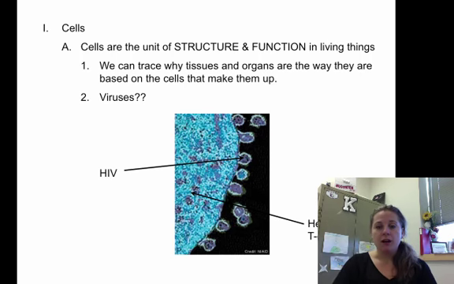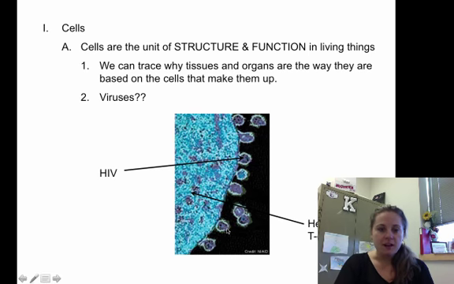Here I have a picture of the HIV virus. This is the virus that causes AIDS, and this virus is on the outside of a helper T cell, which is in humans. Our helper T cells are a part of our immune system. They are what help fight off the bad things that come into our body.